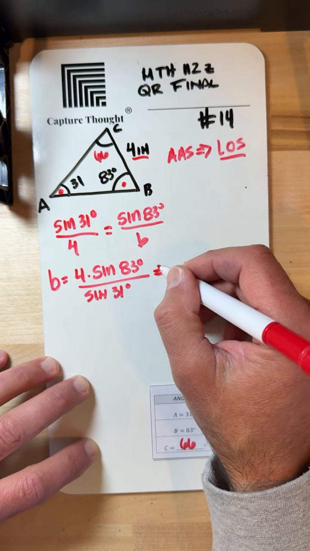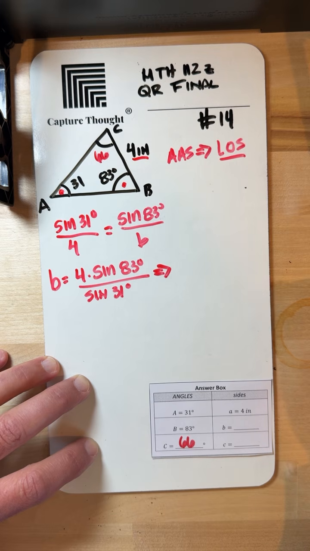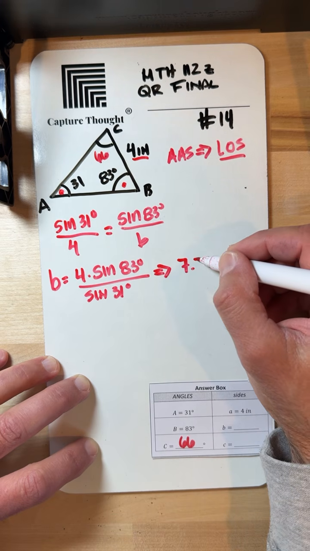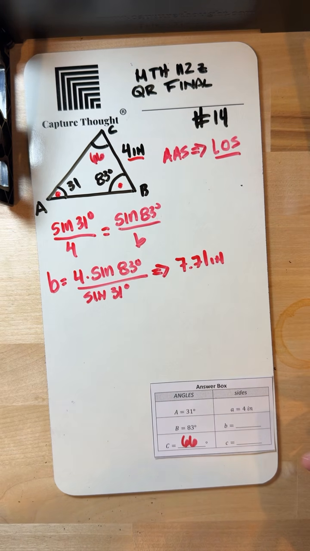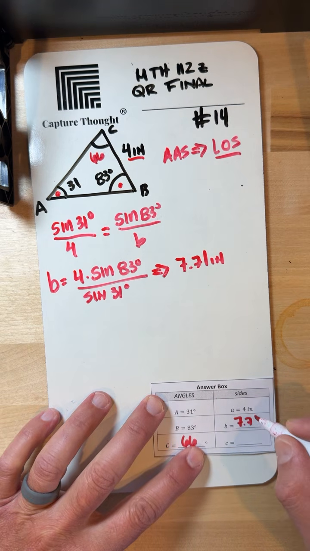When you plug that into your calculator correctly, 4 sine 83 over sine 31, you're going to get 7.71. This is inches. And the directions do say to round to 2 decimal places. So 7.71 goes here in your answer box.